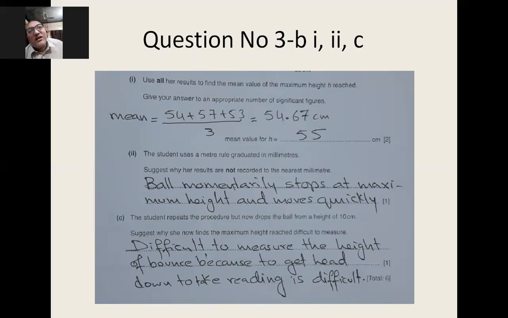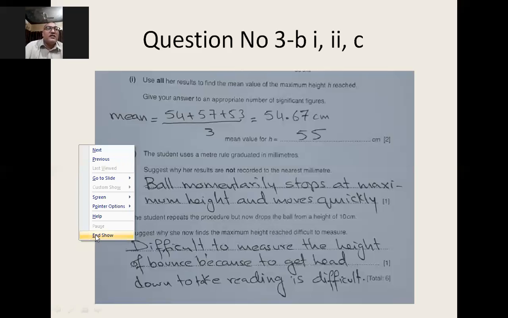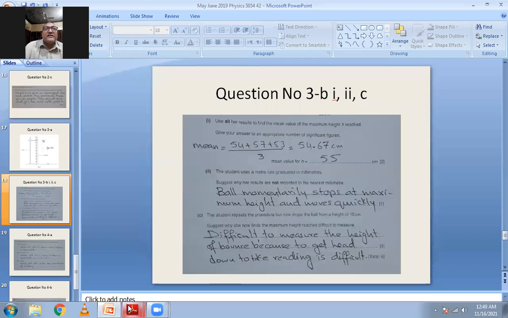So my answer is, difficult to measure the height of bounce, because to get head down to take reading is difficult. You have to lie down on the ground to observe the height of the bounce of a ball that has been dropped from a height of 10 centimeter. So it will be difficult to measure the height of the bounce, because to get head down to take reading is difficult. So this was question number 3, and it was of 6 marks.